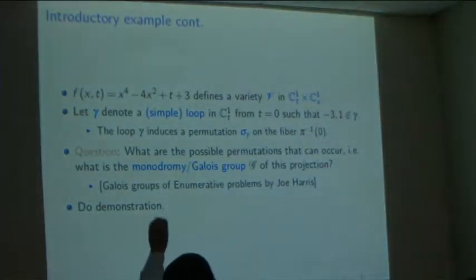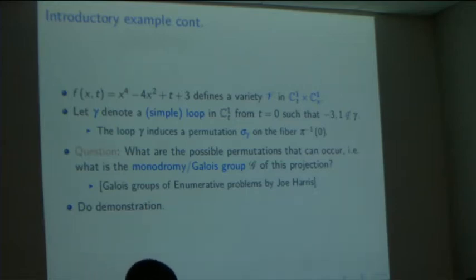Right? So our simple example is x to the fourth minus 4x squared plus t plus 3. Now this defines a variety in a product space, C_t cross C_x. And I want to let gamma denote a simple loop in t space. I want this loop to start at t equal to 0 and not pass through the points minus 3 or 1. What this loop does is induce a permutation on the fiber over 0, where pi is the projection to t space. So let's do a demonstration and draw a picture.